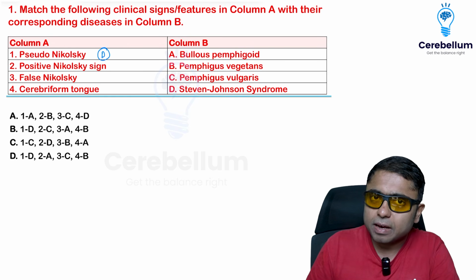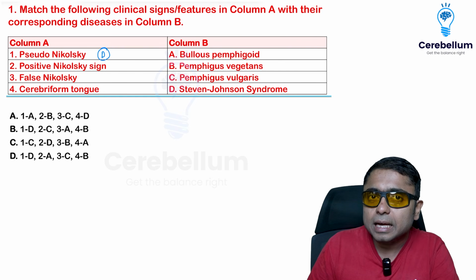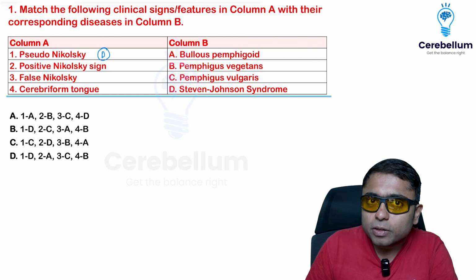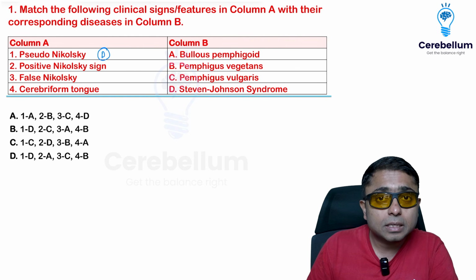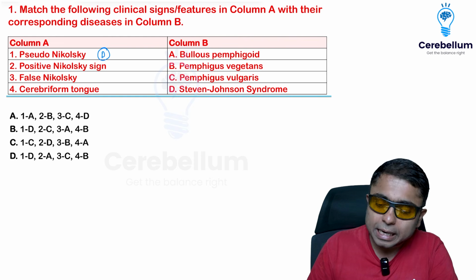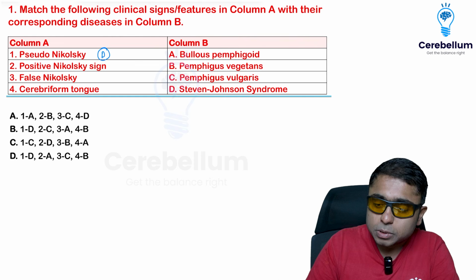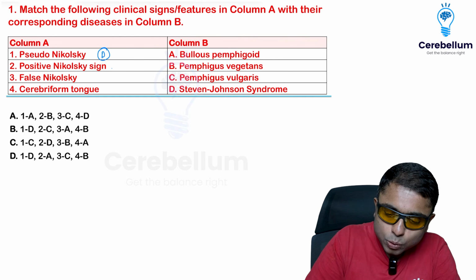Positive Nikolsky sign, we have read this in the vesicular bullous disorders topic, where the underlying acantholysis is responsible for the loss of cohesion between the keratinocytes, because of which there is going to be separation of the epidermis from the underlying dermis, which is called Nikolsky sign positivity, and among the given options it is seen in pemphigus vulgaris. So option C.